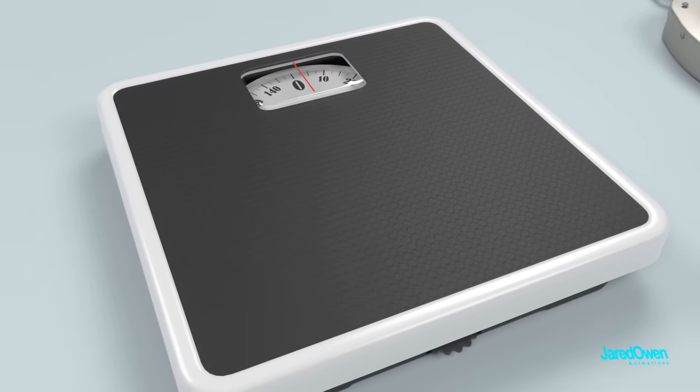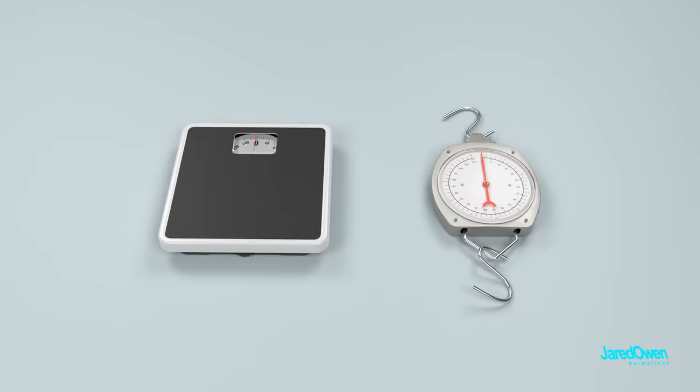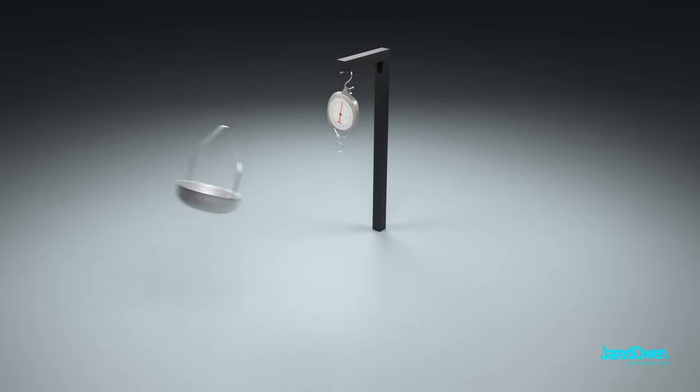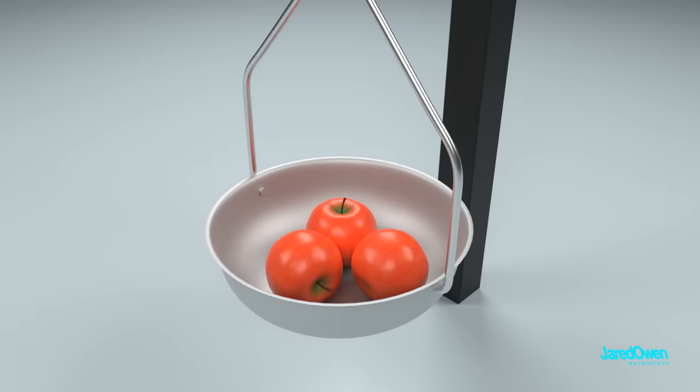The idea of using springs in a scale has been around for about 200 years now. This one is called a floor scale, and this one is called a hanging scale. So let's spring right into the details here, and we'll start with the hanging scale. These are commonly used at the grocery store.